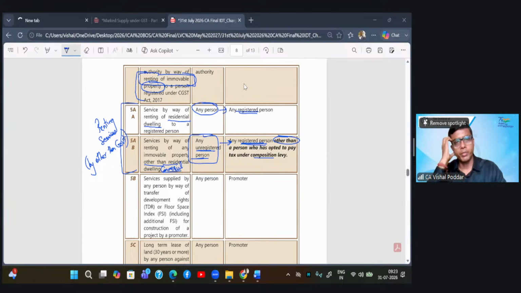You are saying FCM in case of senior advocates? Yes. FCM in case of senior advocates only in one case. What is that one case? That is where the supplier is a senior advocate and the recipient is any advocate, maybe senior or not senior. That one service only of advocates is under FCM. Supplier senior, recipient any advocate.